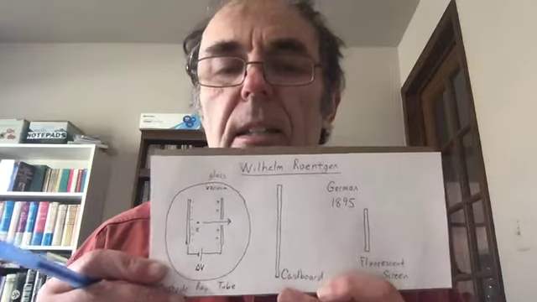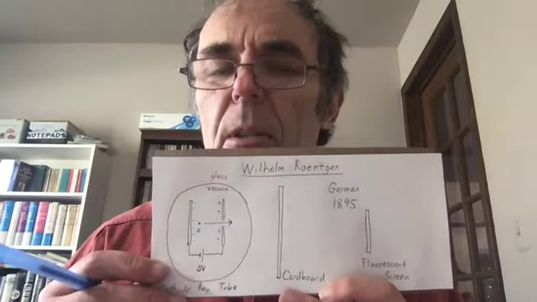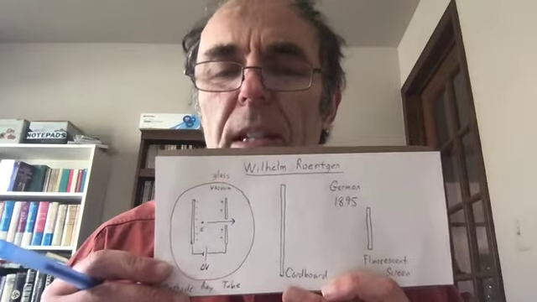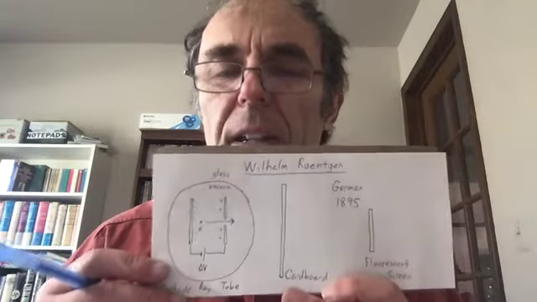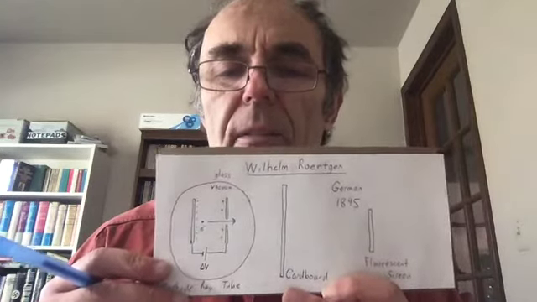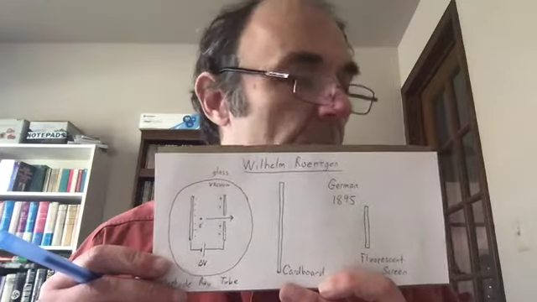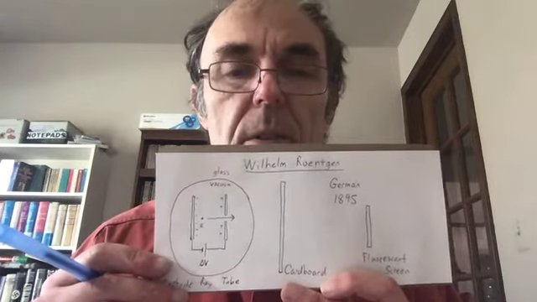So Röntgen's discovery of X-rays, at the time it was unknown what they were, but we now understand they're just a form of electromagnetic radiation with very high energy photons, very short wavelength electromagnetic radiation that Röntgen discovered.